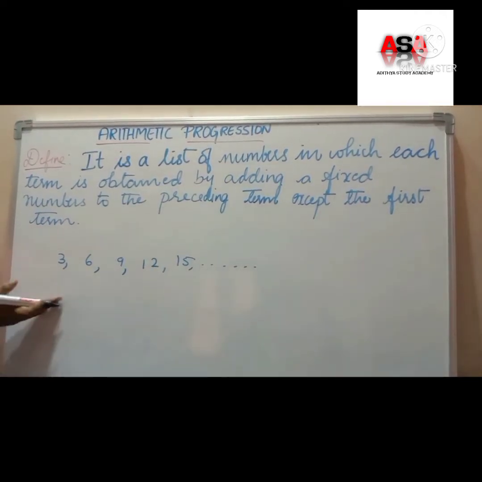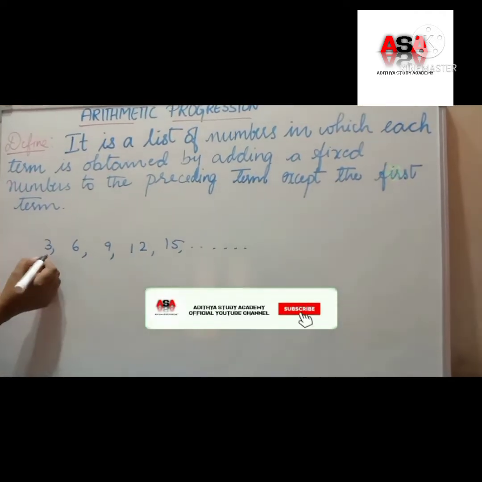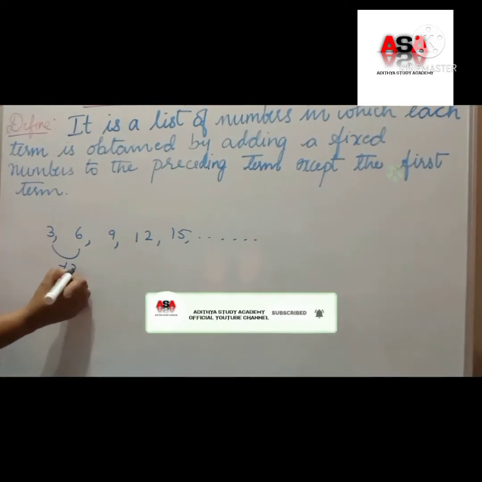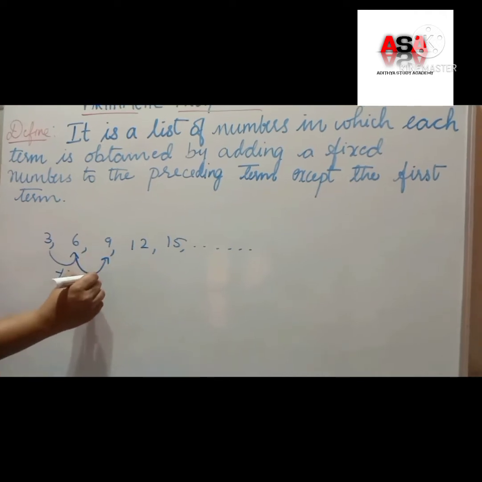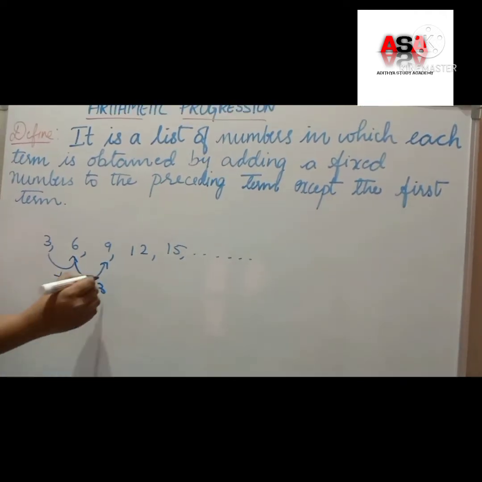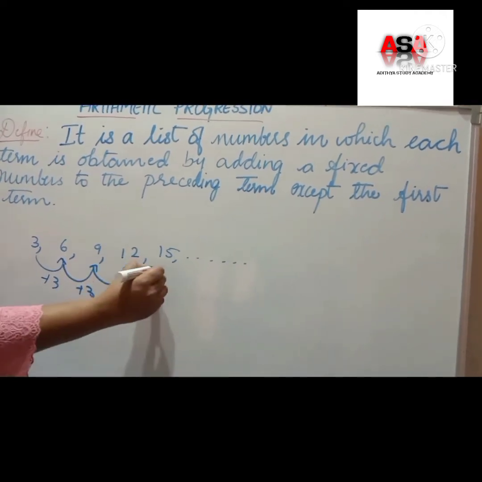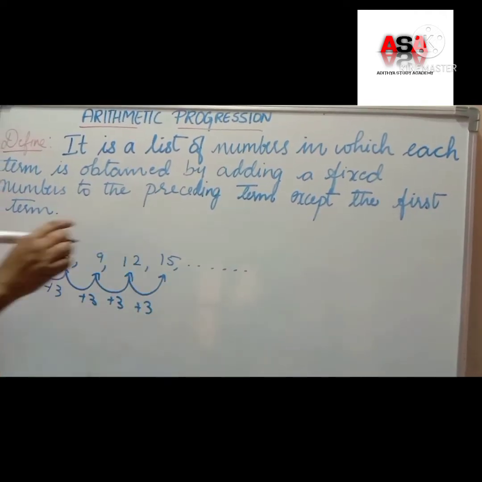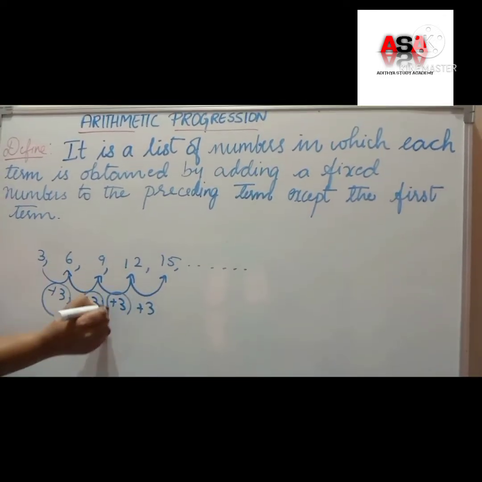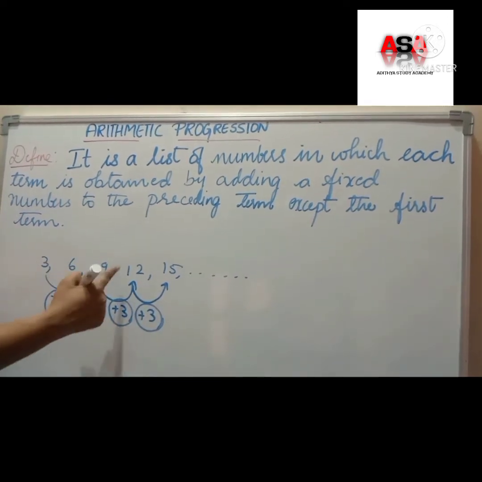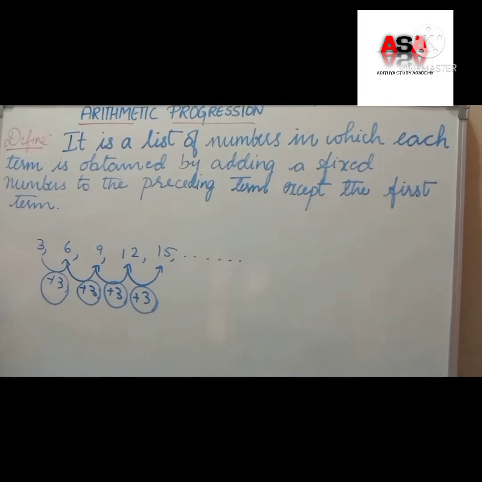Here I have taken one series of numbers: 3, 6, 9, 12 and 15. Here, to 3 I have added some number, that is 3, so I have got 6. Again, to 6 I have added 3, so I have got 9. To 9 I have added 3, I got 12. To 12 I have added 3, so I got 15. Can you observe one thing? I am adding 3 to each number, so I am getting the next number. This is nothing but an arithmetic progression.